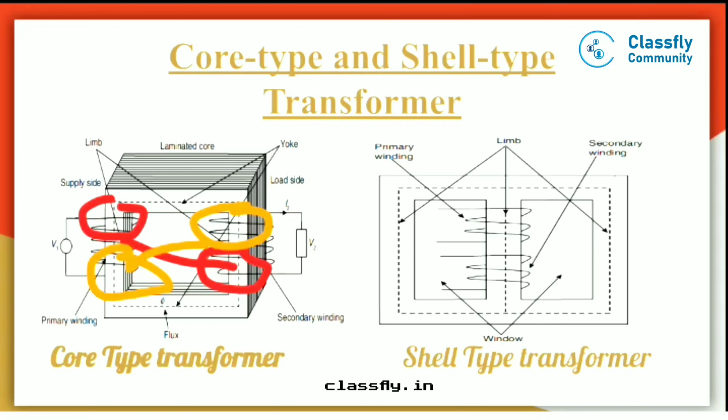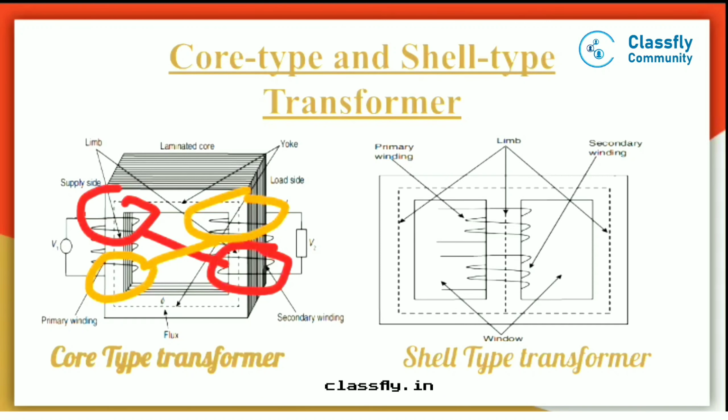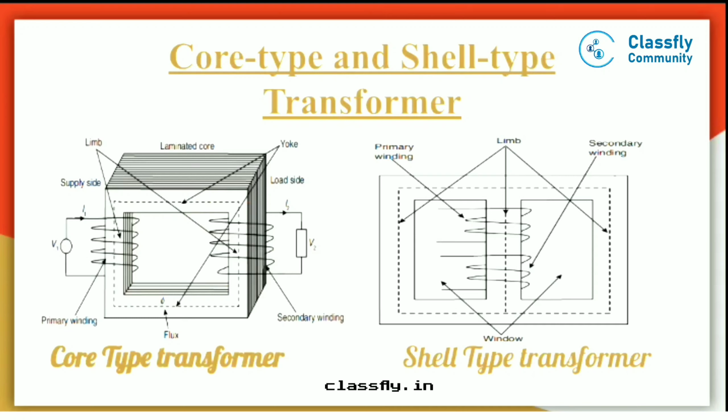Okay, and as I told, there is a leakage flux which will be causing problems. So to get over that leakage flux, we do this structure where half of the primary is on this side and another half is on this side, and similarly for the secondary it is this side and another part is this side. So this is called interleaved. Okay, so now let's move on and see what the next construction is for this type.